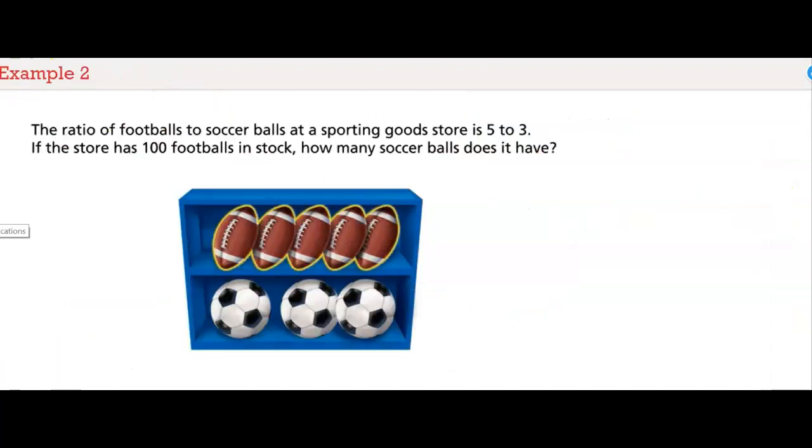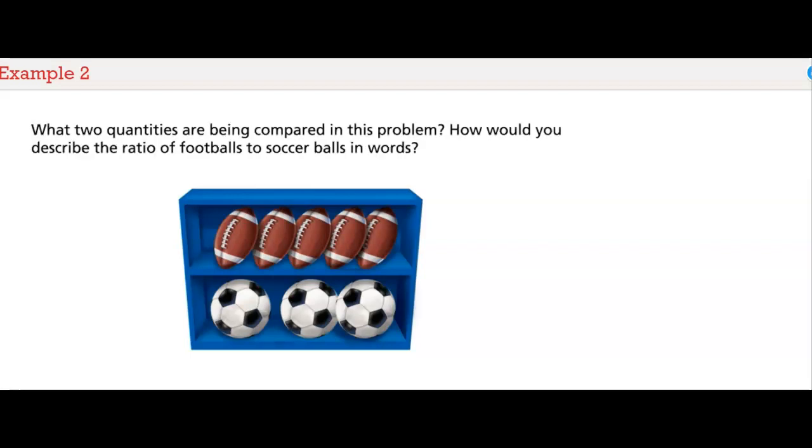The ratio of footballs to soccer balls at a sporting goods store is 5 to 3. If the store has 100 footballs in stock, how many soccer balls does it have? What two quantities are being compared in this problem? How would you describe the ratio of footballs to soccer balls in words?